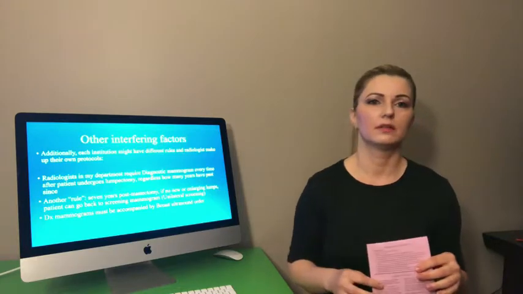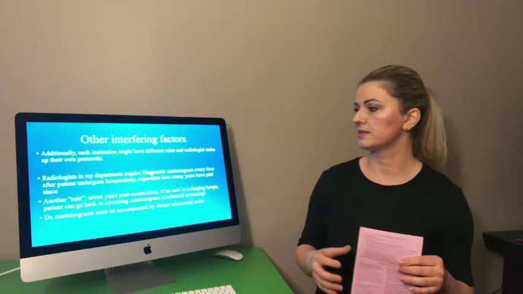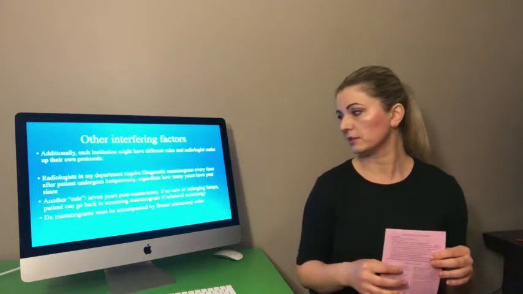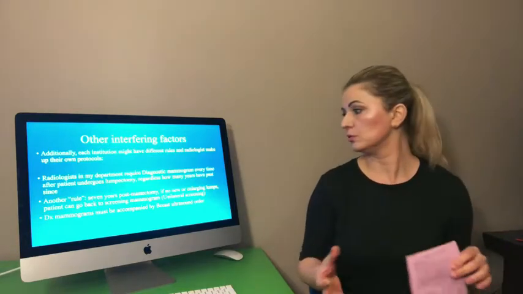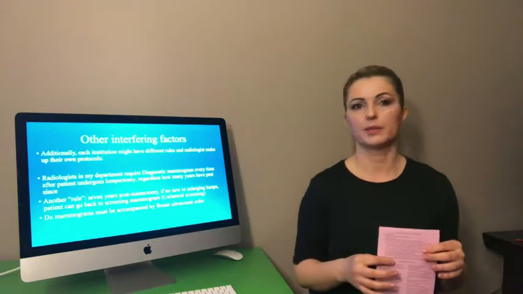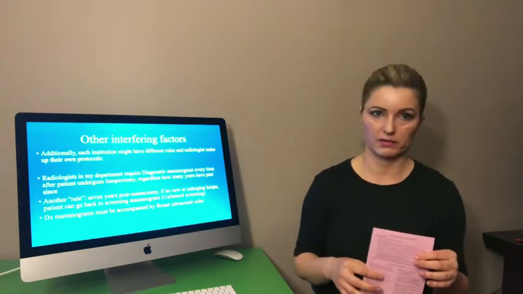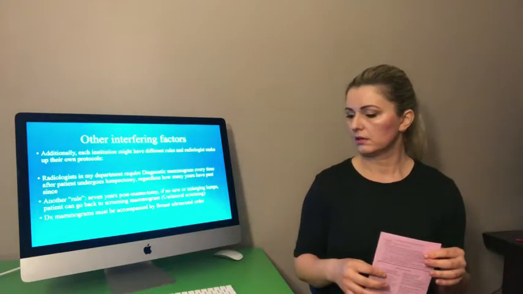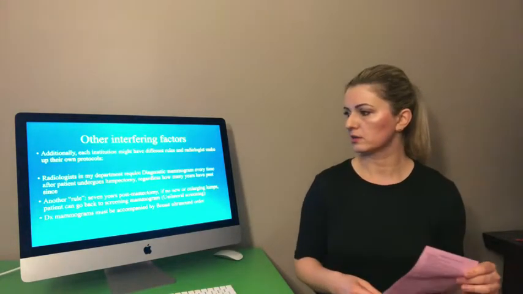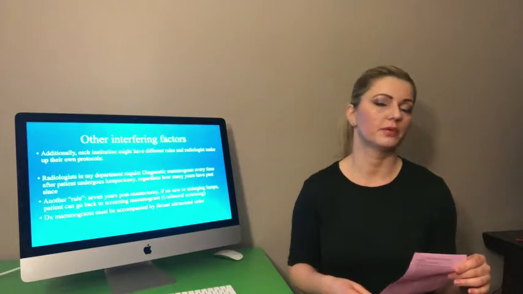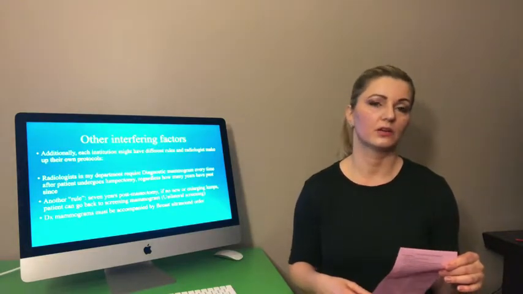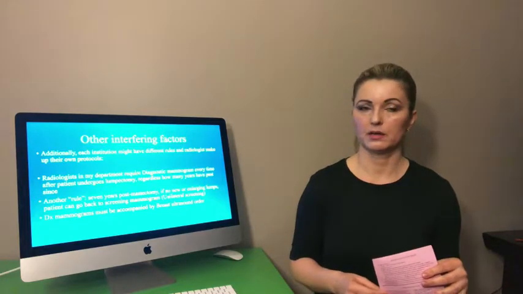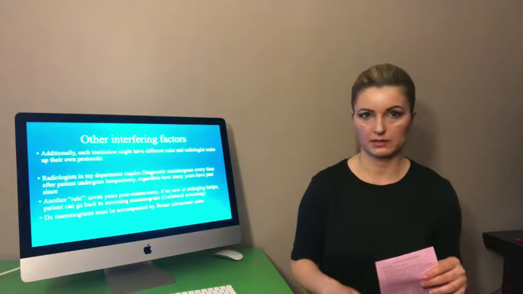Another rule that we have in our department is that 7 years after a patient undergoes a mastectomy, if no new or enlarging lumps are present, the patient can go back to unilateral screening on the side that they still have. Also, a diagnostic mammogram must be accompanied by a breast ultrasound, otherwise it cannot be done, because 90-95% of the time a diagnostic mammogram requires additional testing and ultrasound.